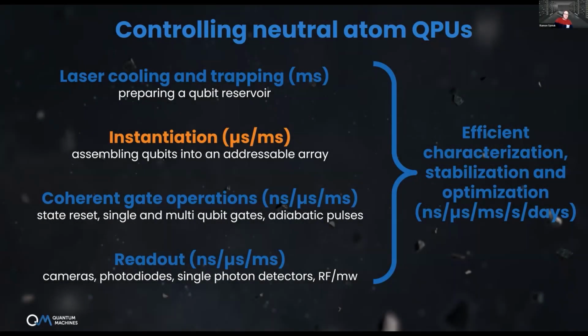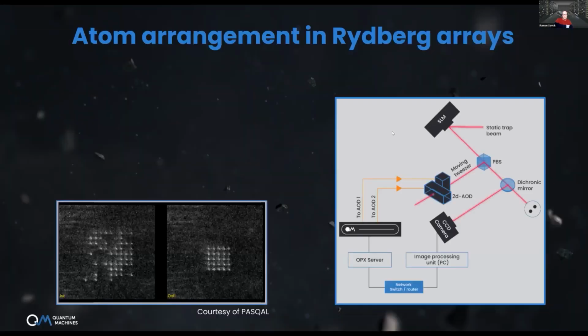So instantiation, as I said, is very important. You need to instantiate the array. You need to order them. The way this is typically done is by generating a static trap with an SLM or digital mirror array, DMD. And then on a polarizing beam splitter, you're superimposing some tweezers that are generated from crossed pairs of AODs.